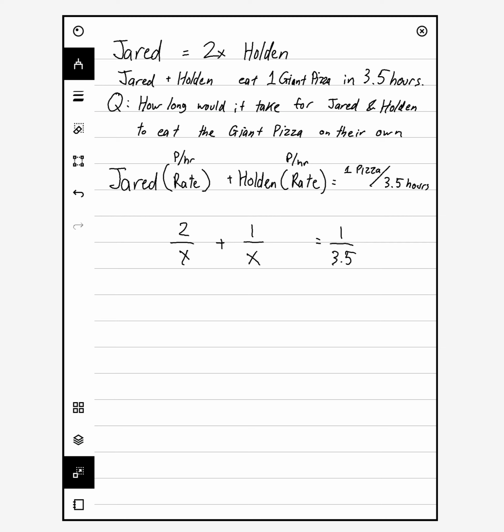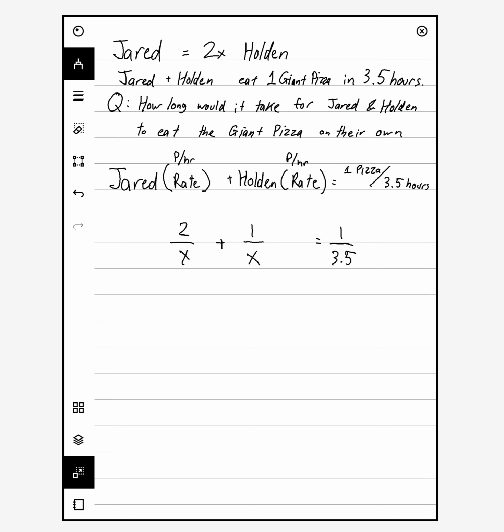And then in the end, we're being asked how long would it take for Jared to eat it on his own and Holden to eat it on their own. We don't know how long it would take for them to eat it on their own. But we do know that it would take them 3.5 hours together. So that means that the amount of time that it would take for each of them is going to be x. That's just some unknown time. But we don't want to use two variables, because if you have two variables, you need a lot more equations to solve it. So we just want to use one variable.